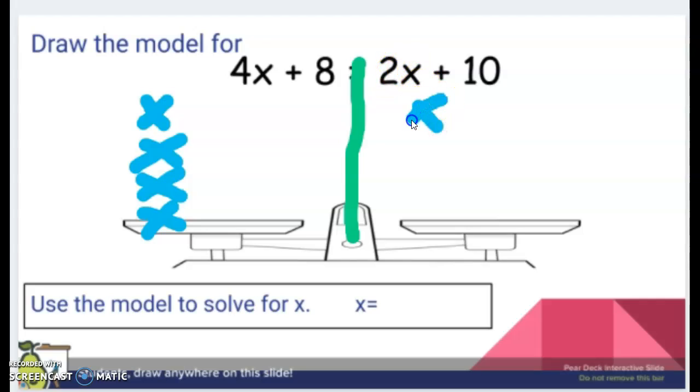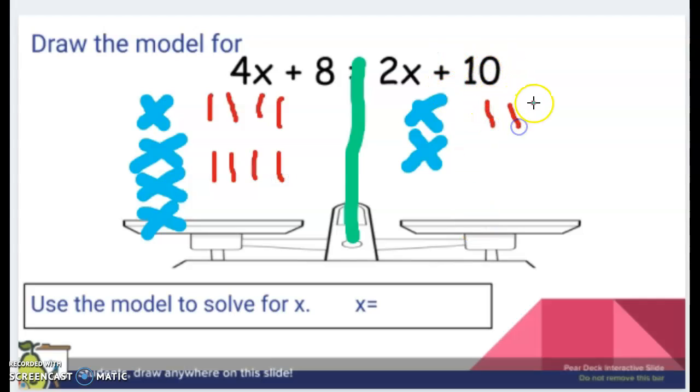Because I'm already using blue, I'm just going to go ahead and draw the x's that I need on the right. I'm going to change my color. Now I'm going to make my pencil a little bit smaller. I need 8 ones on the left-hand side, so I'm going to make 8 little tally marks. I need 10 ones on the right-hand side, so I'm going to make 10 little tally marks.